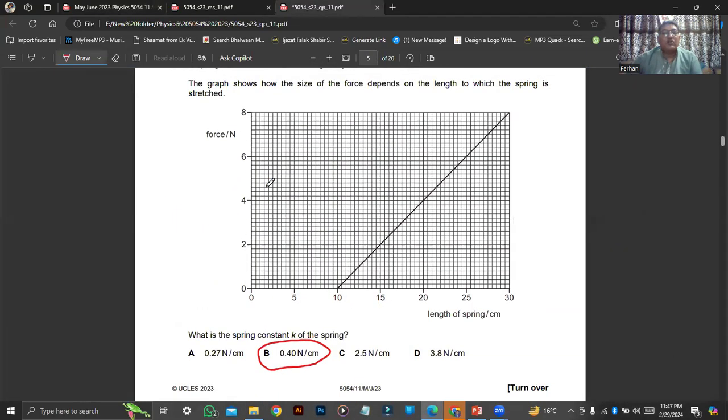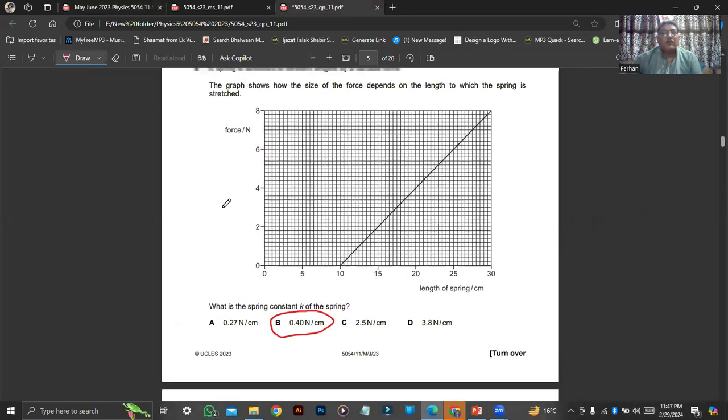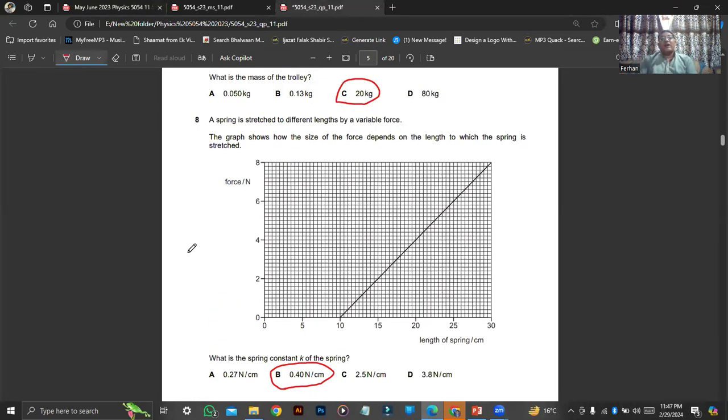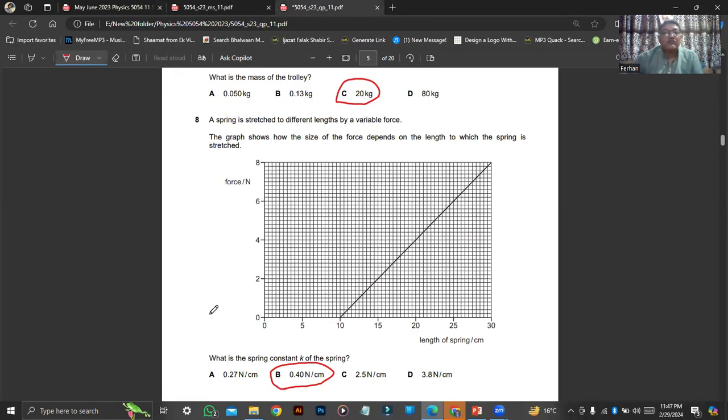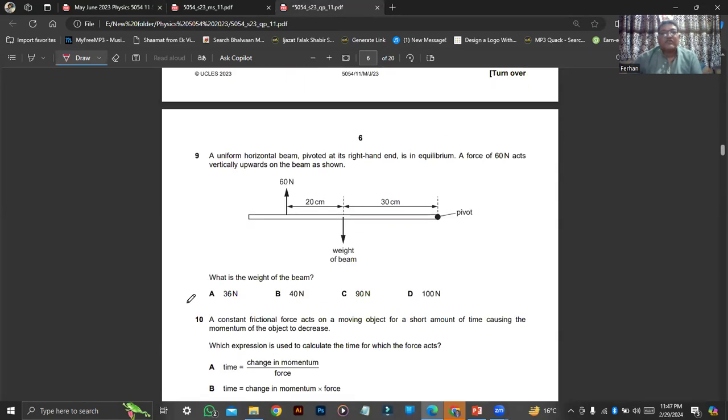So let me show you the whole question. I hope you can see this. Now the whole question is showing up. Question number 8, B is the choice. Question number 8, B is the right option, sir. Hopefully you understand this question.